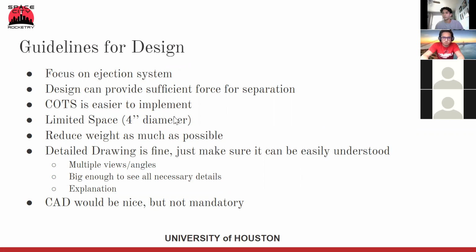COTS is easier to implement. SRAD takes a lot of work. So if you can find a kit or something that you can use, just go for that for now. Limited space: 4 inches is the diameter we're shooting for. So that's a really small space. And keep in mind that you have to have a redundant system, so make sure that 2 of whatever you're using will fit within 4 inches. Reduce weight as much as possible.